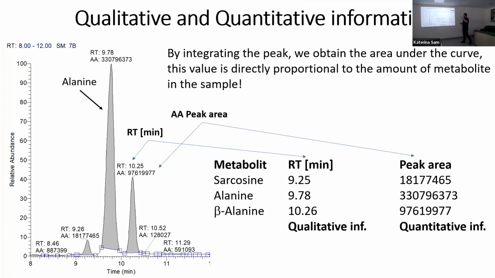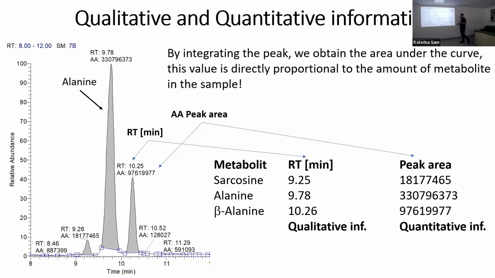The chromatography information has two possibilities: quantitative and qualitative. Quantitative information is the peak area. We integrate the area under the curves, and this area is used for the calculation of the concentration. For qualitative information, we have the retention time. For each peak, we have two pieces of information: the retention time and the peak area.